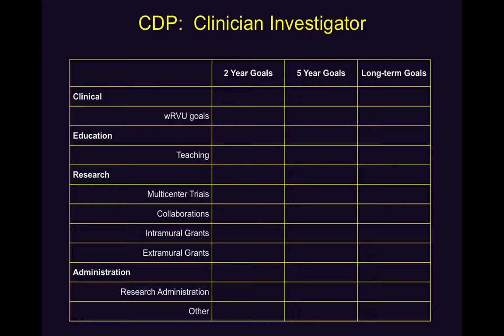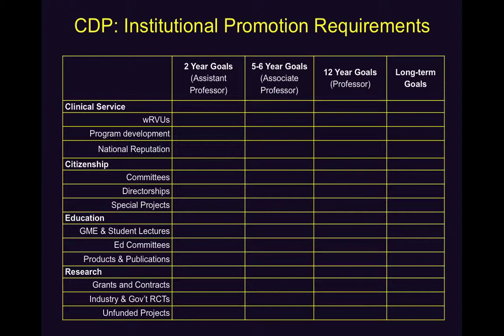Another way to do this is your institutional promotion requirements. So typically people go up from, if you start as assistant professor, somewhere between 5 and 7 years you'll be eligible for associate, usually another 5 to 7 years for full professor. So you can use those as the breakpoints. What do you want to have done before you're up for promotion to associate, or promotion to full professor? And these will be very specific to what you're doing, what committees, directorships, special projects under the citizenship area.